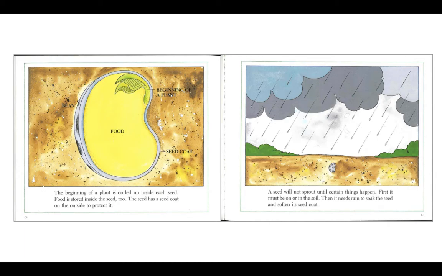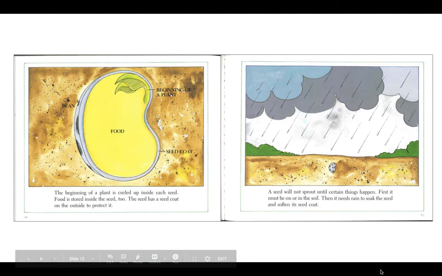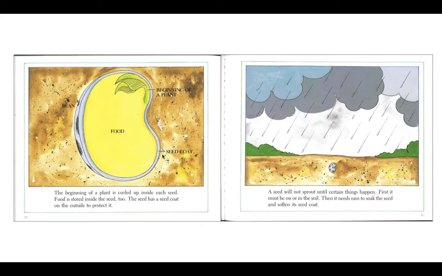The beginning of the plant is curled up inside each seed. Food is stored inside the seed too. The seed has a seed coat on the outside to protect it. Here's the beginning of the plant. Food is stored inside the seed. Here's the seed coat. And on the outside we can see a bean.